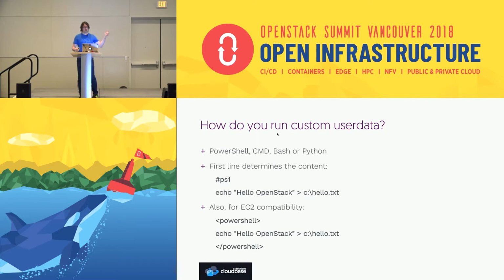The way it works, you simply put PS1 on top of the first line, so Cloudbase-init knows that that's actually PowerShell, and then whatever PowerShell code you want to insert. Also, for compatibility with the way EC2 is doing it on Amazon, we also support this particular syntax, which I don't particularly like, but that's the way Amazon did it. So this way you can use the same identical script that you already use on Amazon.